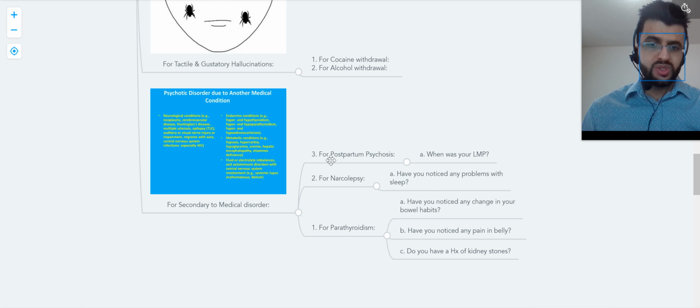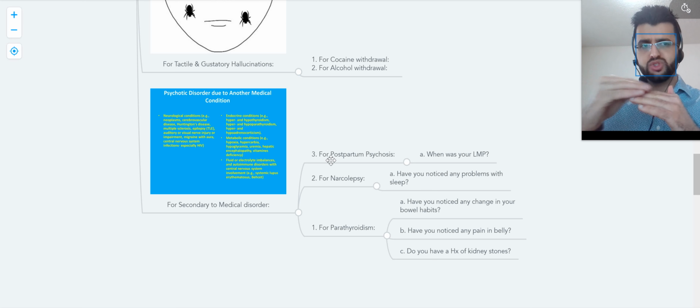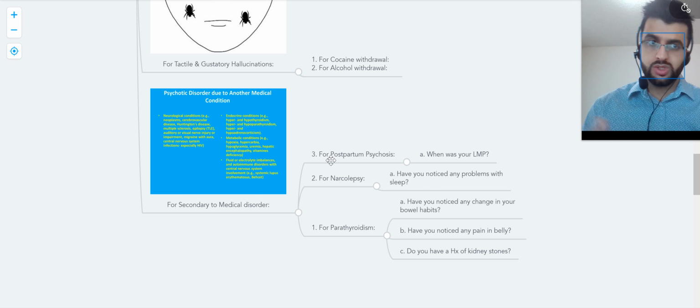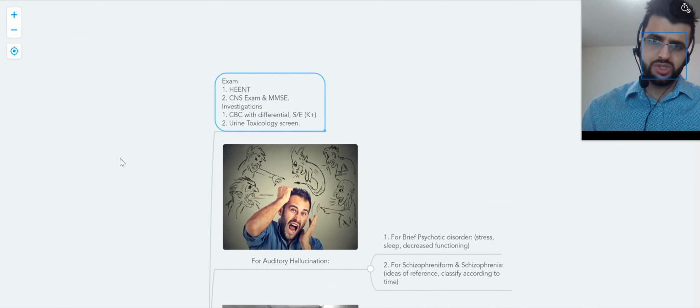For hyperparathyroidism, we ask because the calcium will be high and can alter the neurons of the brain, causing you to have hallucinations. So we ask about any change in bowel habit. Usually they have constipation. And any pain in your belly. They have abdominal cramps because of the high calcium. The high calcium obstructs the sodium channel, so the neuron will be suppressed. Do you have any history of kidney stones? Because high calcium is associated with a history of kidney stones. So these are basically the hallucinations.